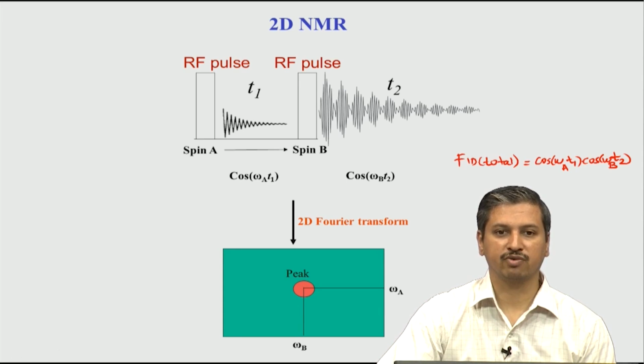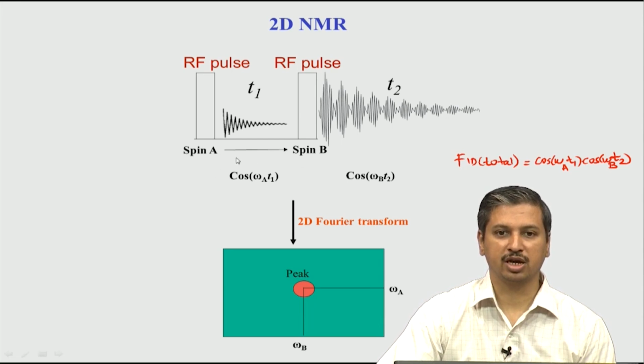What is transfer efficiency? The transfer efficiency is basically how much percentage of magnetization A during this period of evolution has been transferred to B. Now, that depends on a variety of factors. Number one, it is basically the strength of interaction.